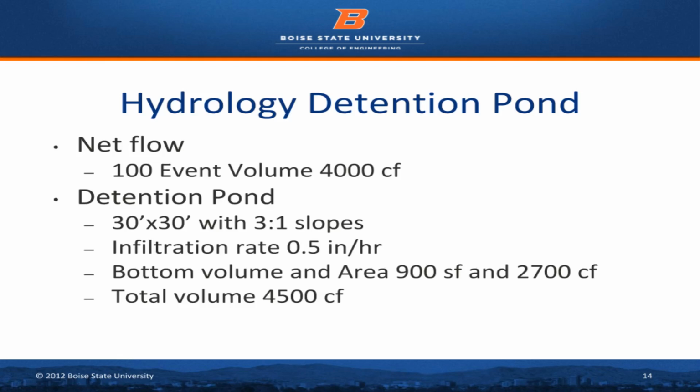So we made the detention pond to be about 30 feet by 30 feet with 3-to-1 slopes, which is standard within the Nampa standards. The infiltration rate of the soil is going to be at about 1/2 inch per hour. The bottom volume and area of the detention pond will be about 900 square feet, and it'll hold about 2,700 cubic feet at the bottom, but the total volume of the pond will be 4,500 cubic feet.